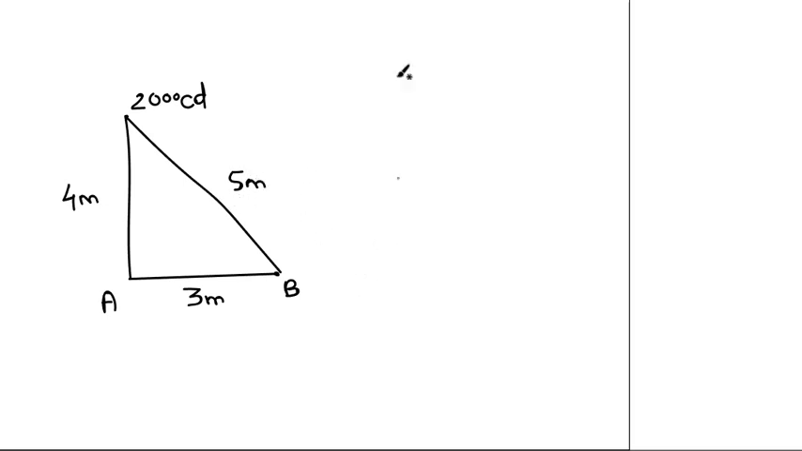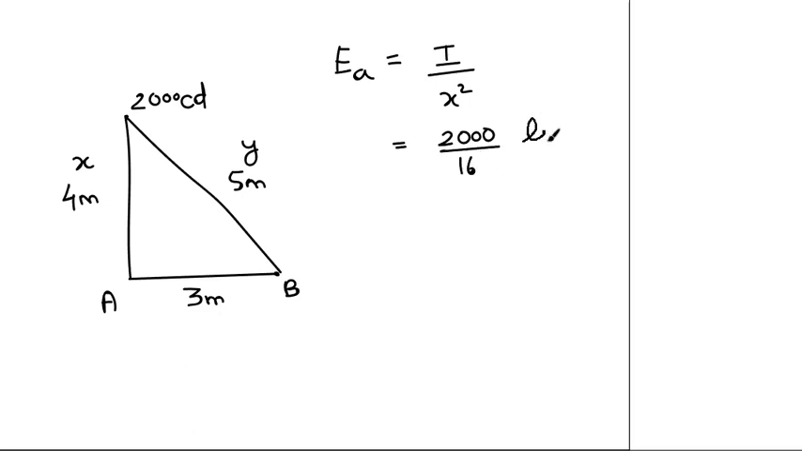In order to find the illuminance, let's start with point A only. I use E is equal to I by X square, considering this as X and this as Y. So E is equal to I by X square, and this becomes 2000 divided by 16 lux.